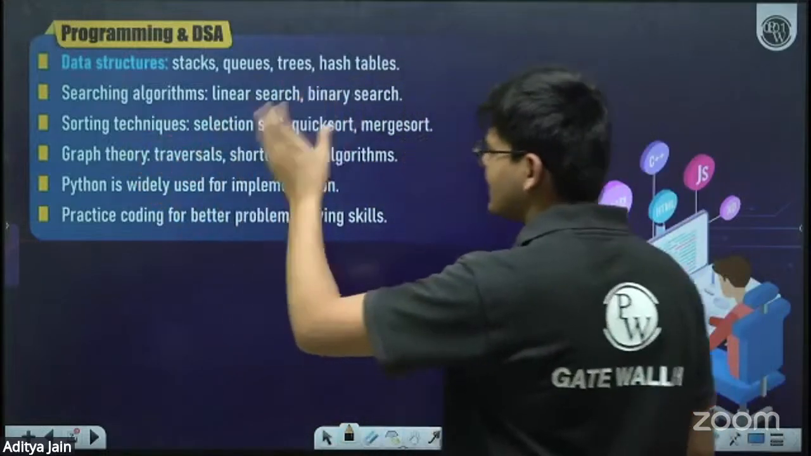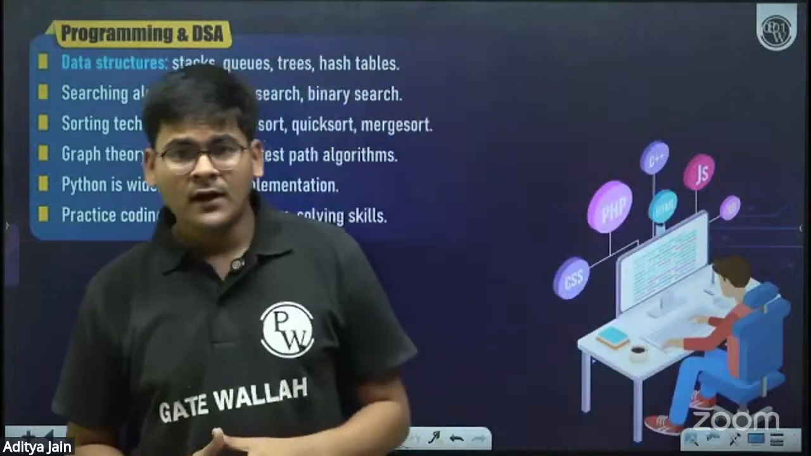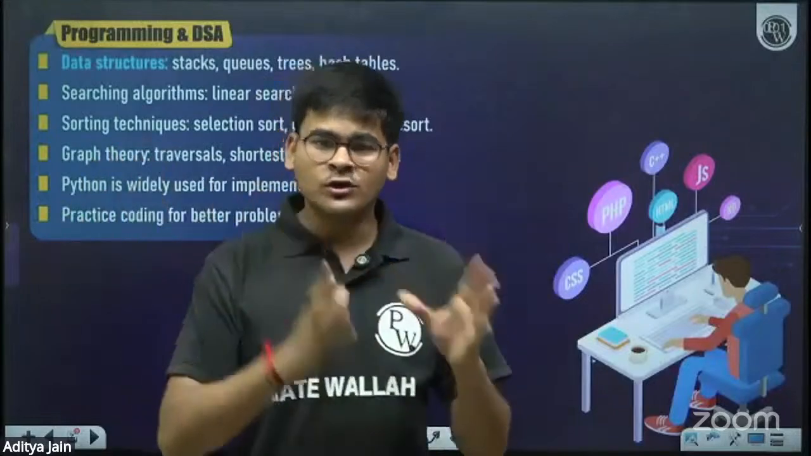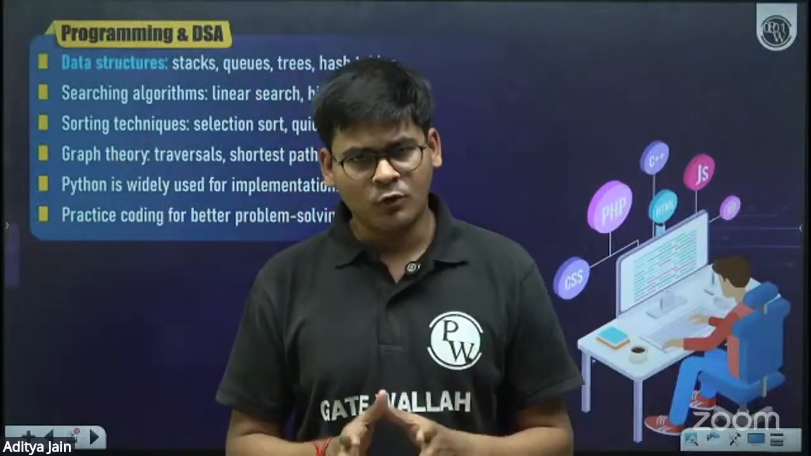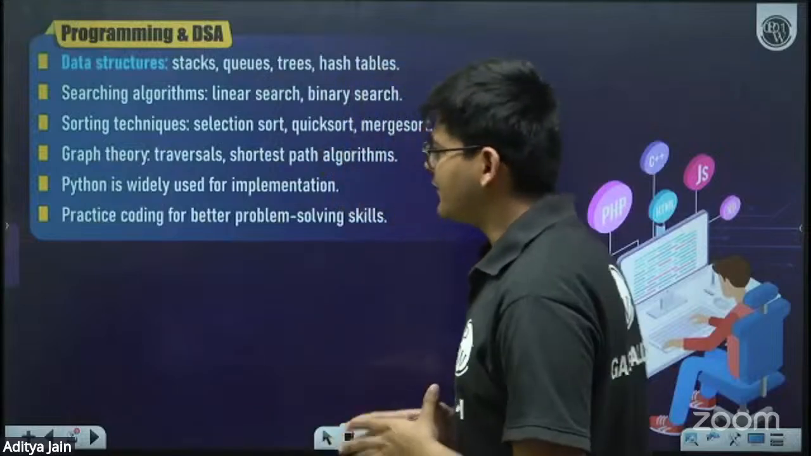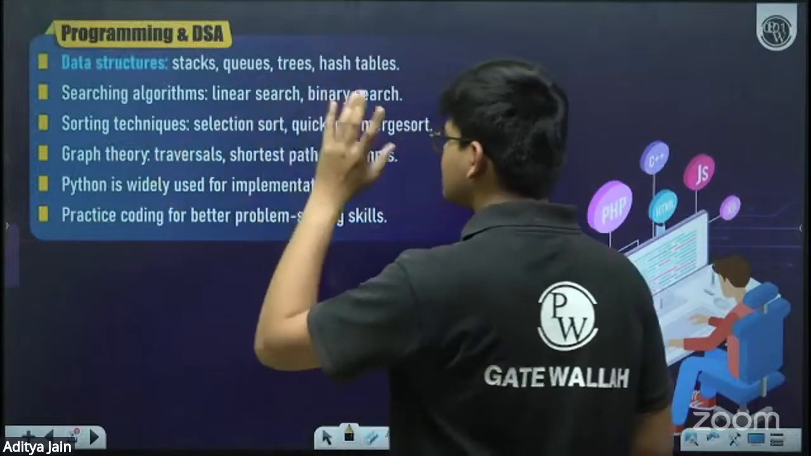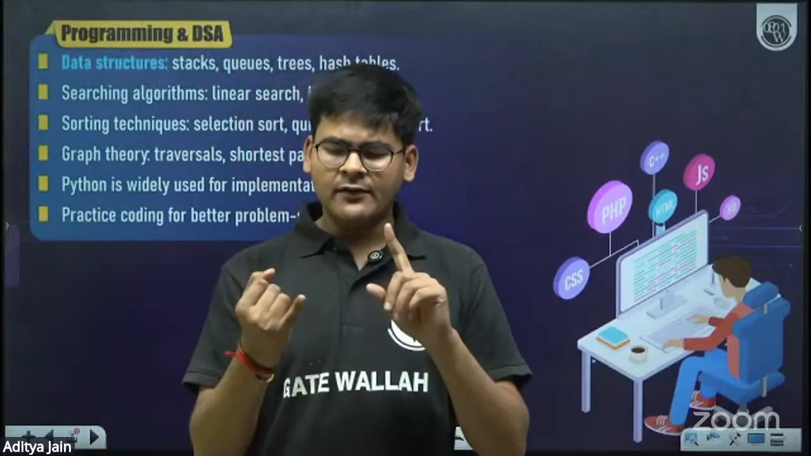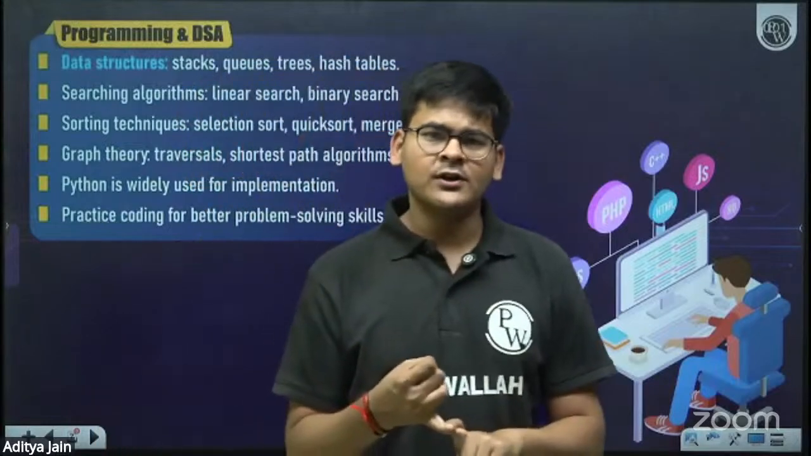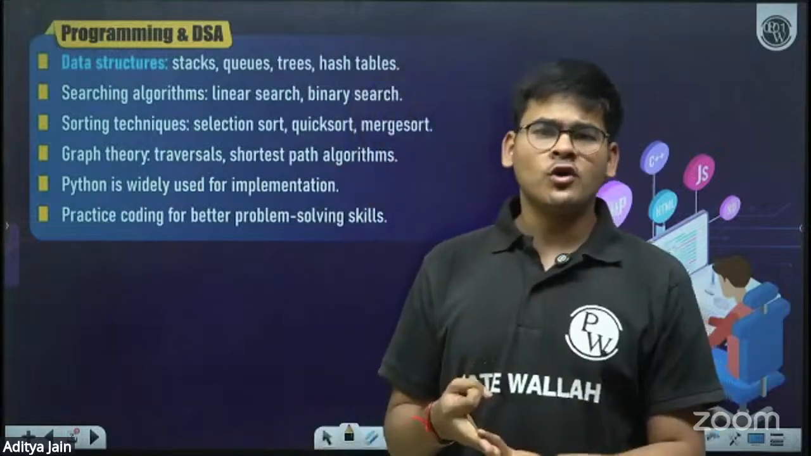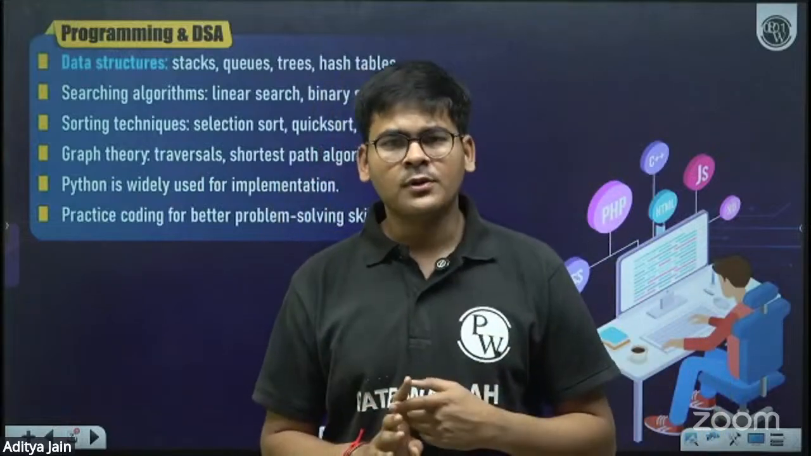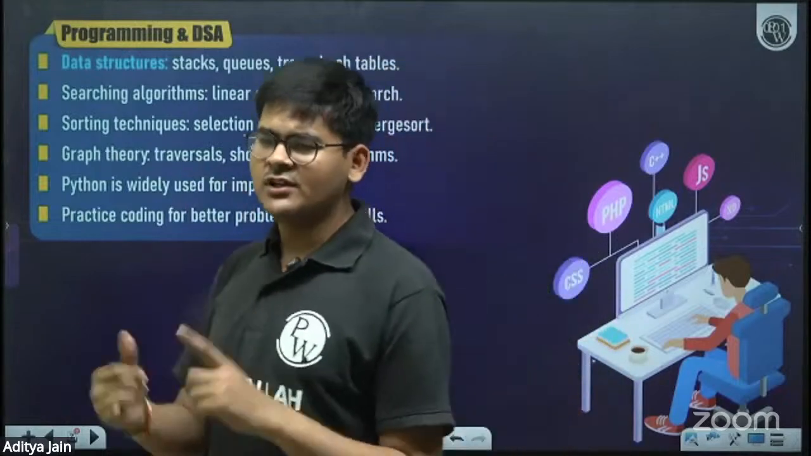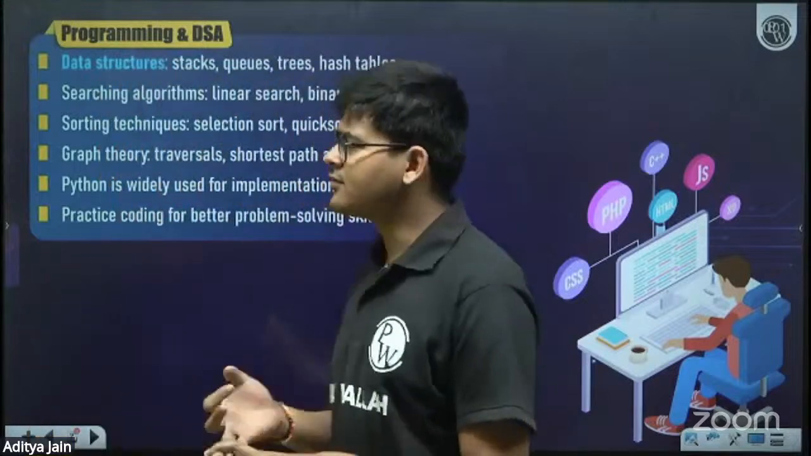Sorting techniques: selection sort, quick sort, merge sort. Again, these are divide and conquer based sorting techniques. So we cover this in the algorithm section, but it is universal. Okay, it will help you at multiple places. In graph theory, we have traversals, shortest path algorithms. Again, very, very important. Here we have Dijkstra's single source shortest path algorithm, Bellman-Ford, Floyd-Warshall, okay, traveling salesman problem. Lots and lots of important parts are here. And talking about traversals, we have BFS traversals, DFS traversals, okay.